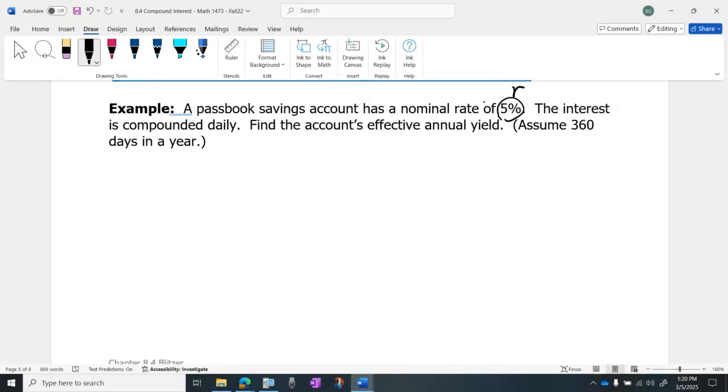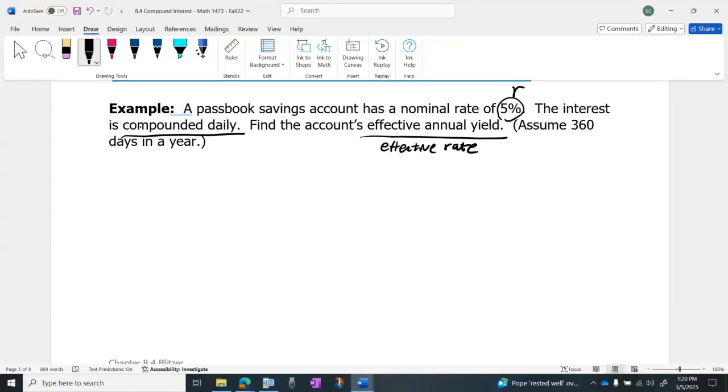Here we specify it is nominal to differentiate from the effective rate we are going to talk about. We are looking for the effective rate. The interest is compounded daily. If it's compounded annually, we don't have to do anything, because the effective rate is the same as the nominal rate. But in this case, the interest is compounded daily, so the effective rate is supposed to be a little bit higher than the nominal rate. So we are looking for the account's effective annual yield. It's the same as the effective rate.